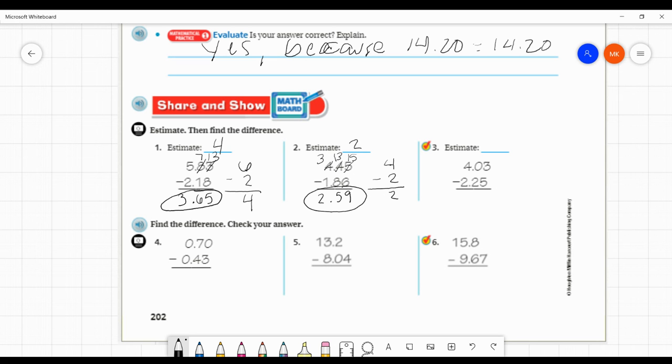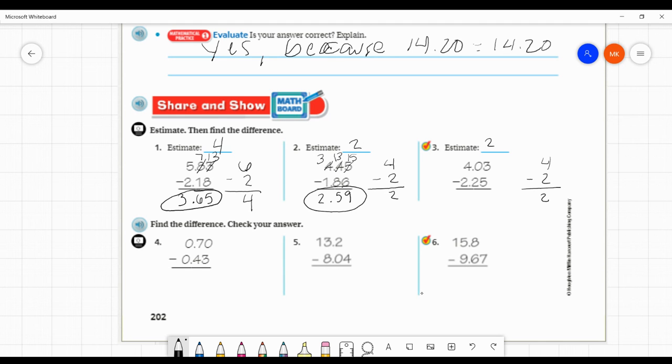Let's look at number 3. 4.03. 0 means I will stay the same, so 4. 2.25. 2 means I'll stay the same, so 4 minus 2 gives me 2 as my estimate. So now let's find the difference. 3 minus 5. Well, I'll have to regroup.